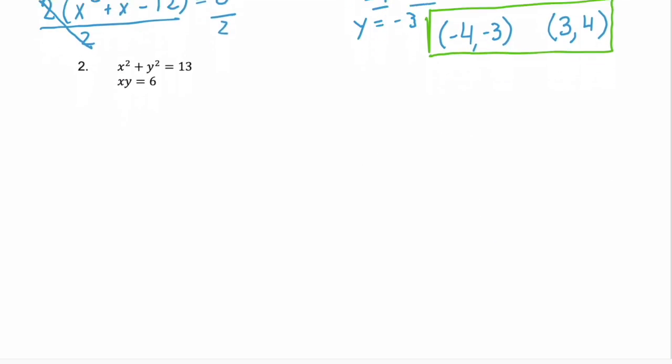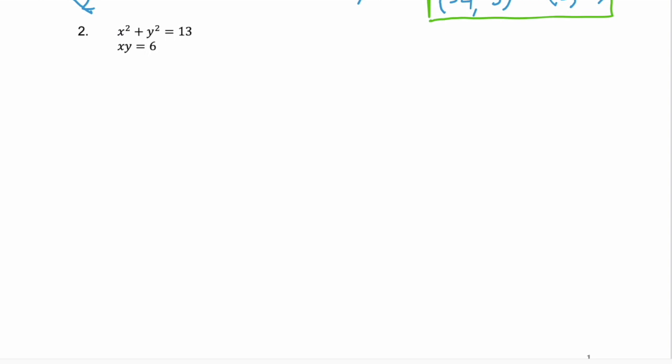Let's look at a more challenging problem. So here we have an ellipse and a hyperbola, and we want to use substitution again. I told you it's my favorite. And to do that, it's probably easiest to deal with the second equation. We can solve it for y and get y equals 6 over x. If we substitute that in, we have x squared plus our y, which is now (6 over x) squared, equals 13.